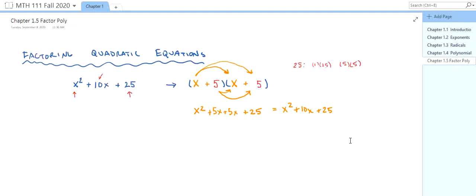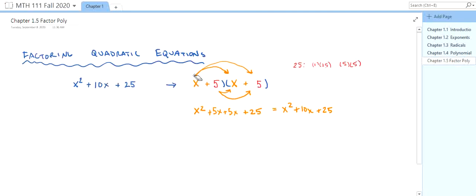So let's talk about factoring polynomials. In particular, we really want to focus on factoring quadratic equations. So I have here a quadratic equation drawn here, and this is the equation x squared plus 10x plus 25.